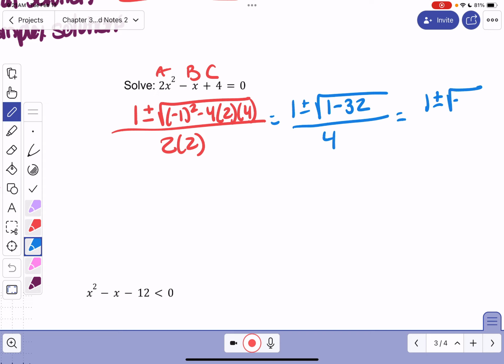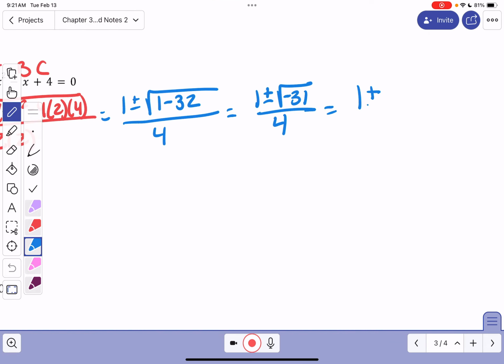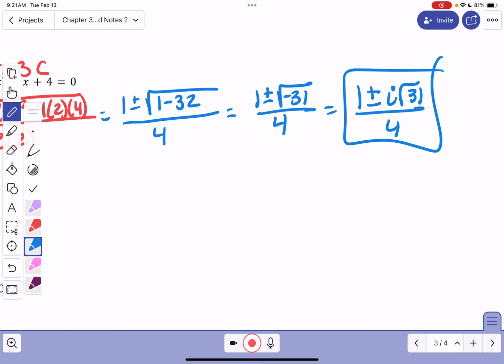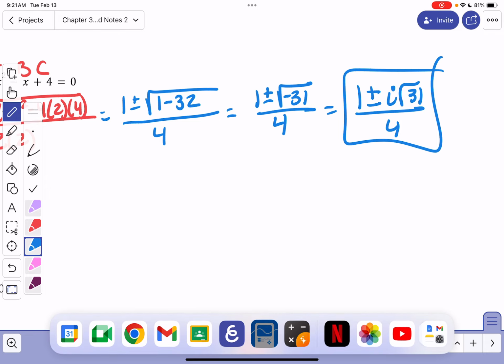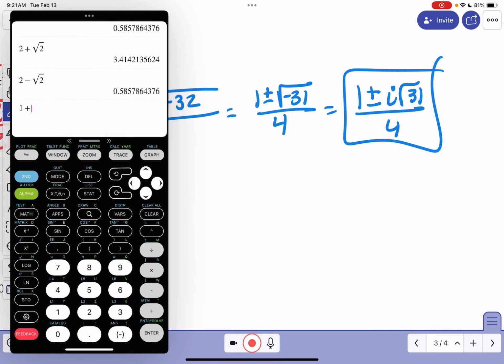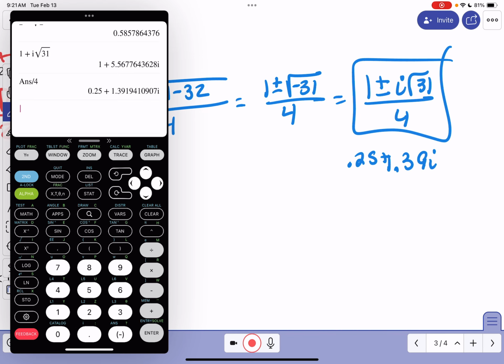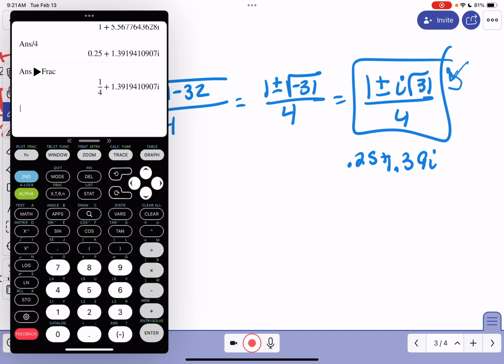1 minus 32 is negative 31. And that negative just makes it an i. We cannot reduce 31, so we'd stop there. If you put that in the calculator, you would still get i because we changed the setting the other day. But it would look like this. So you'd get 0.25 plus 1.39i. You might be able to turn it into a fraction, but because that's a crazy square root, you'd still end up with a decimal. So either of those is fine.